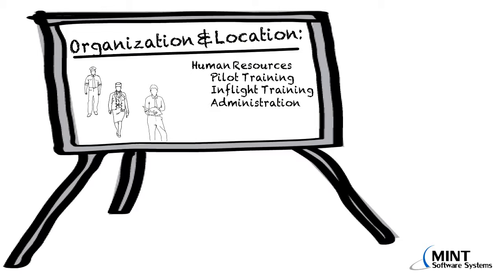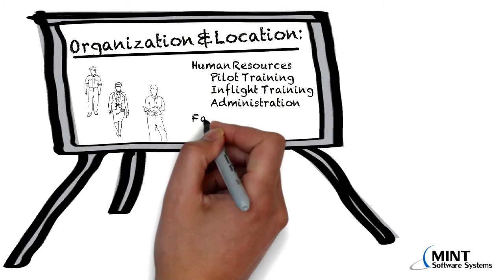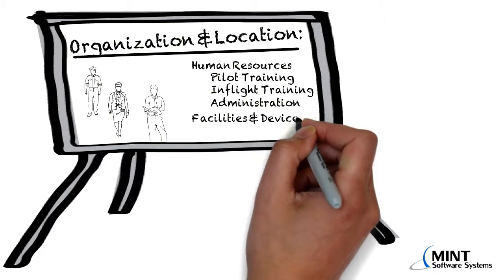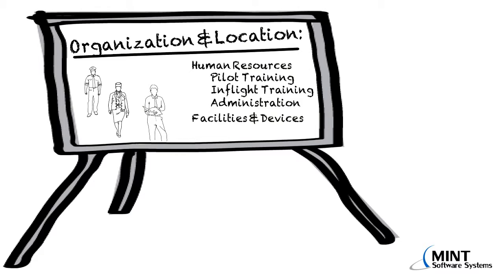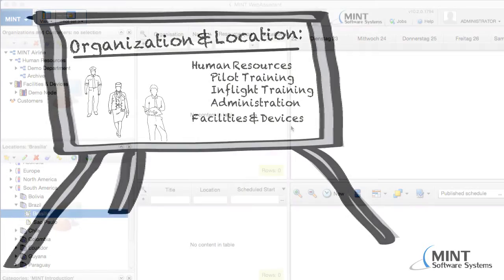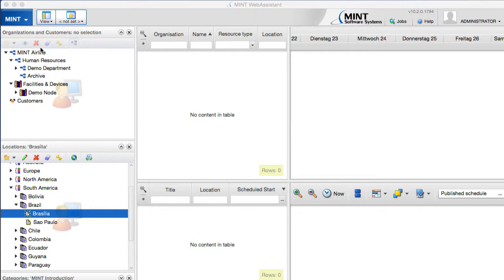And in parallel to this, it's a good idea to have facilities and devices for all your other resources like simulators or classrooms. This is what I want to show you, how to create such a structure in the Mint system. So here we are on the Mint page, and on the Mint page we have these two trees, organization and customer, and location.